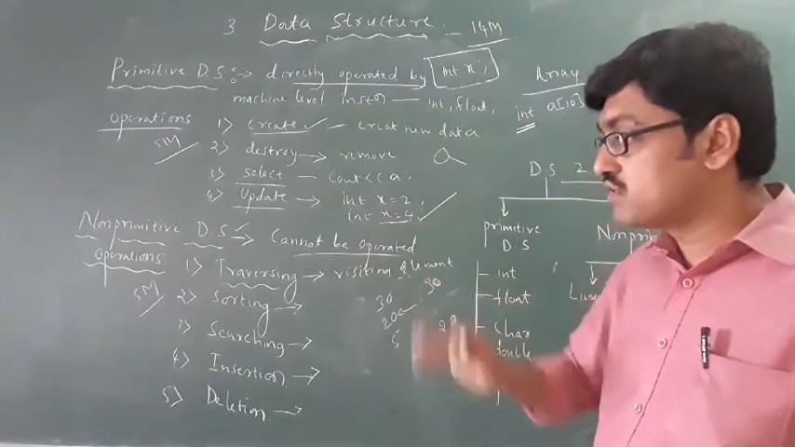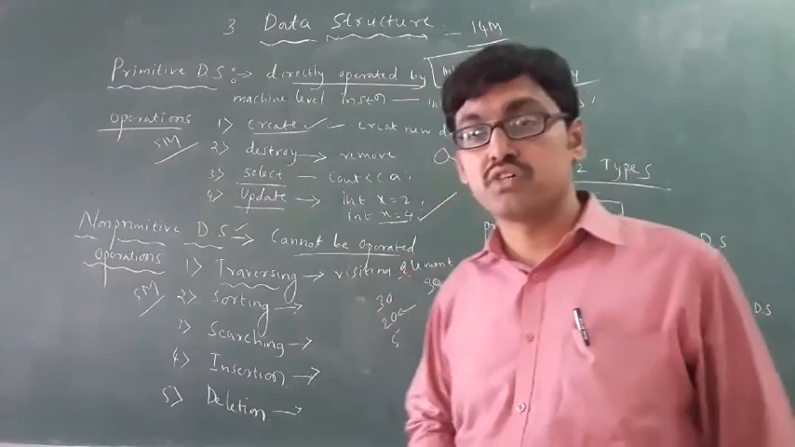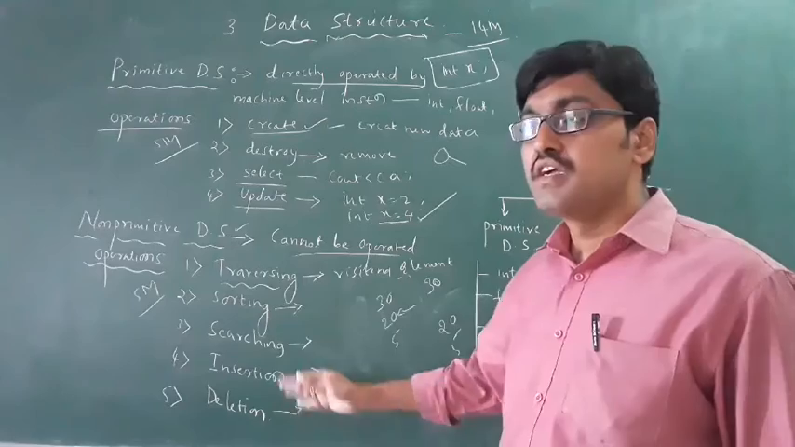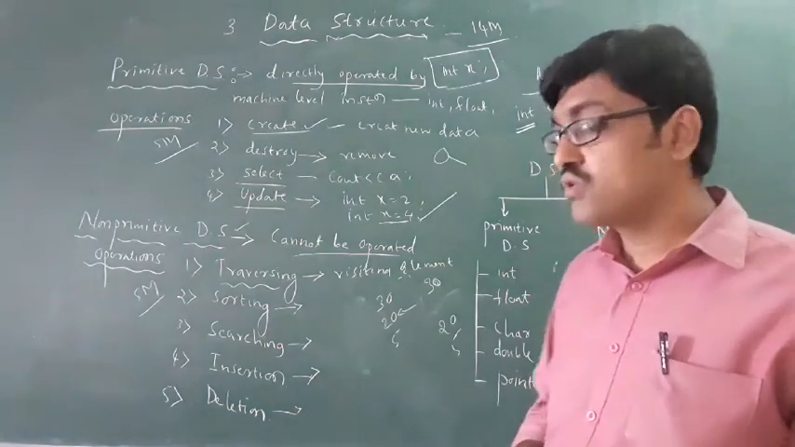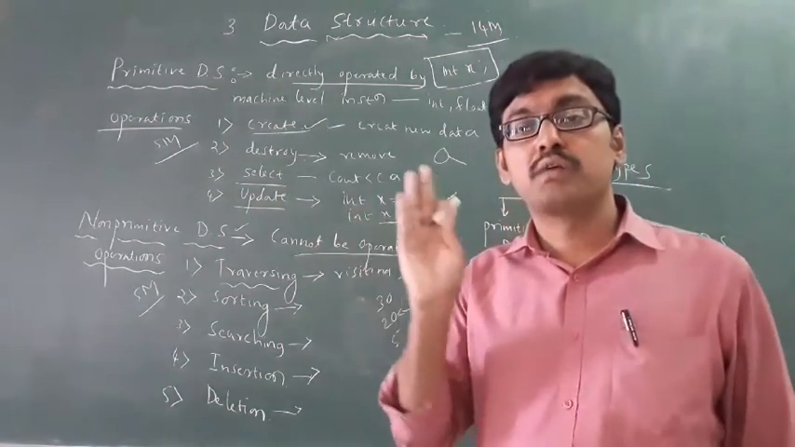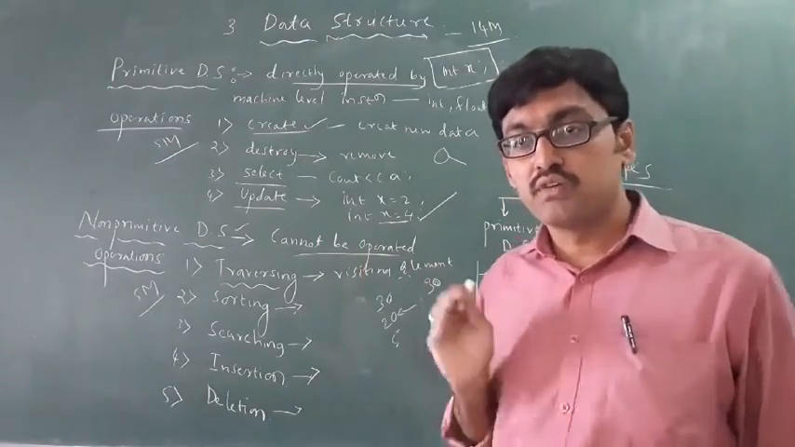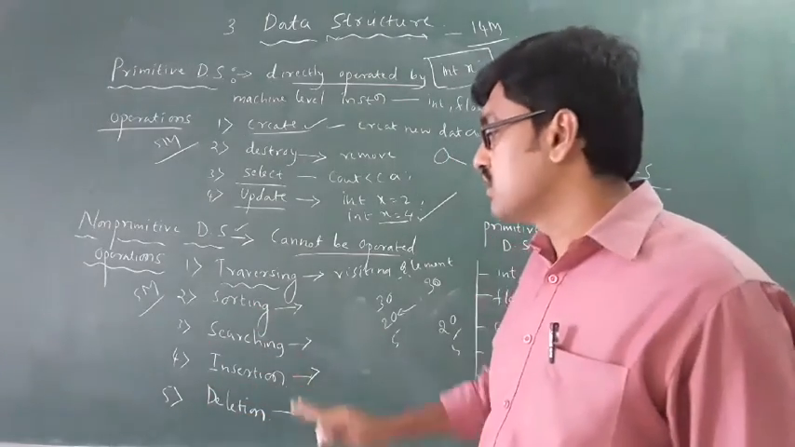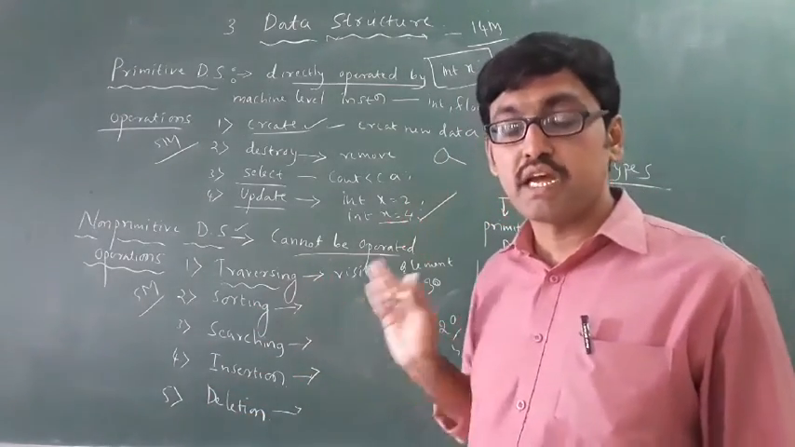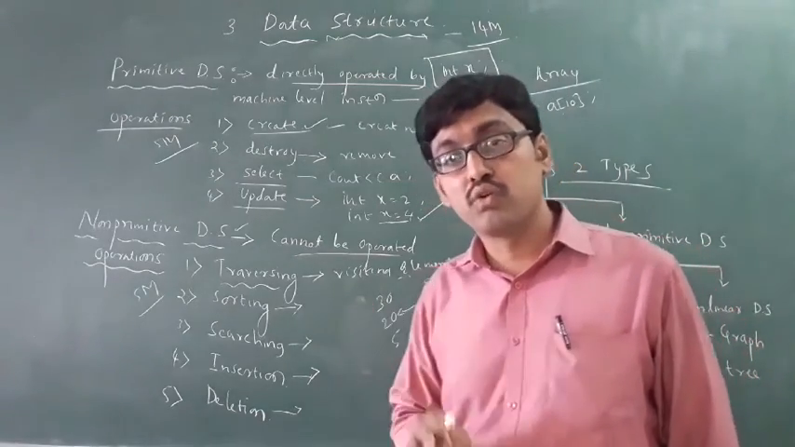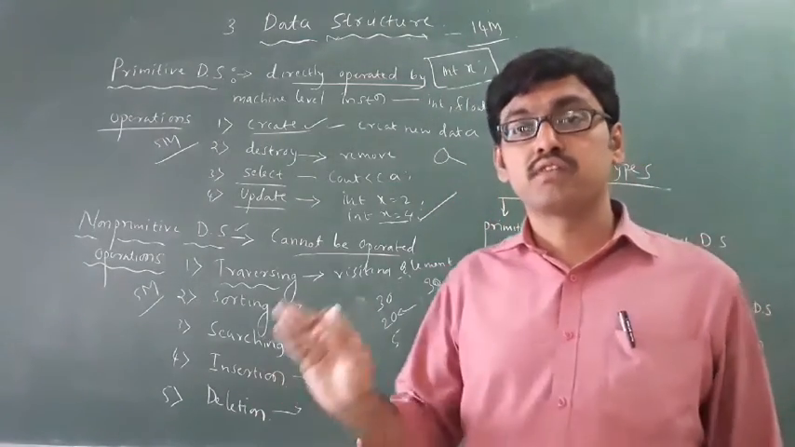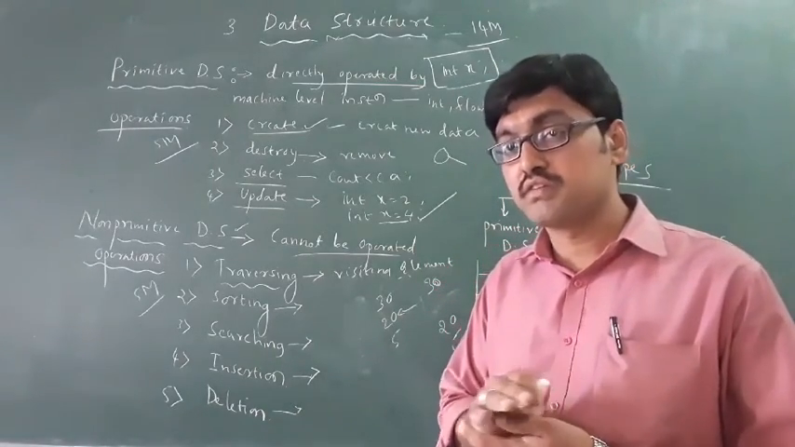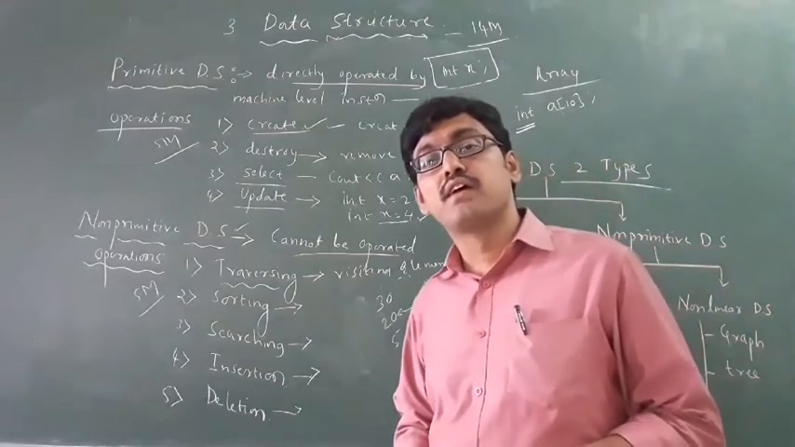There are 5 operations we have in a non-primitive data structure: traversing, sorting, searching, insertion and deletion. One by one you have to study them clearly with algorithm and lab program. You have so many problems on these. Just now you have to know the definitions. I am sending notes. Please see the notes, then only you can understand. After seeing the video, read your notes and watch this video compulsorily. Definitely you can understand this.